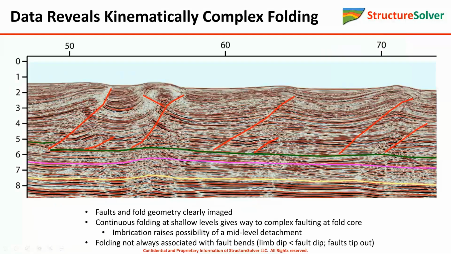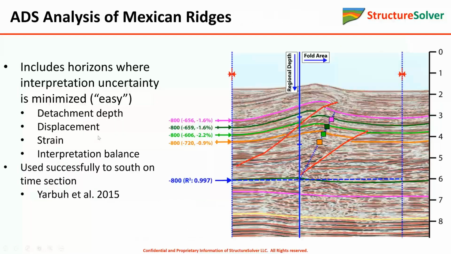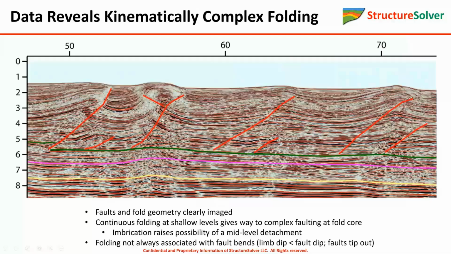So then we moved on to the fold belt itself. And again, that's pretty complex at the deeper level down here. So there's that possibility of a mid-level detachment. But at a shallow level, all the folding's fairly concentric.